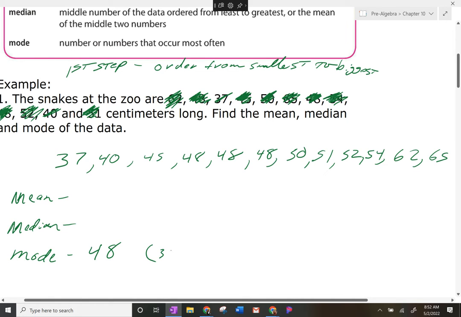You don't have to write this, but I'm going to write this over here because it was written down 3 times. Nothing else is written down twice at all. But that was written down 3 times.